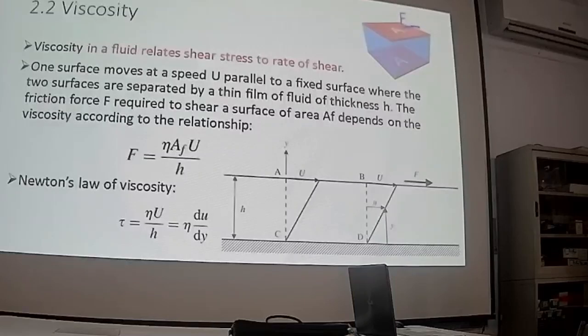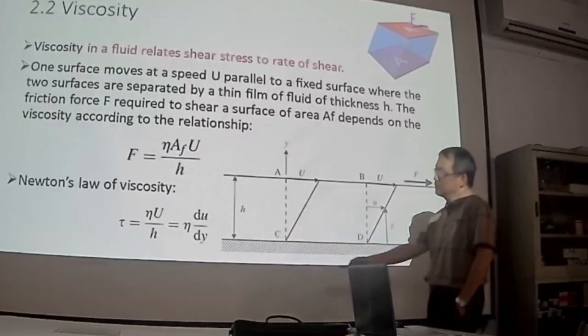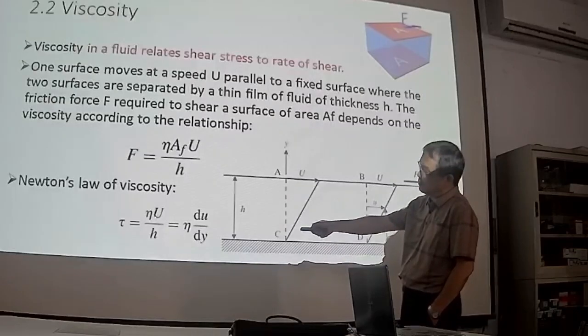So this is the shear friction force in this case. So here we have a definition for the viscosity. Viscosity relates the fluid shear stress to the rate of shear. So this one is viscosity.